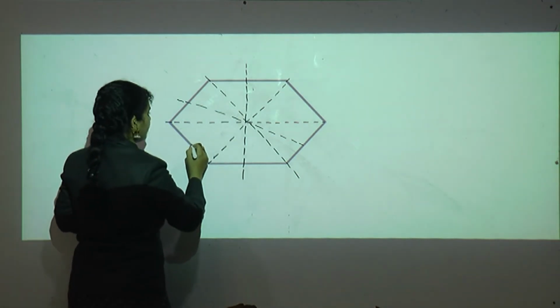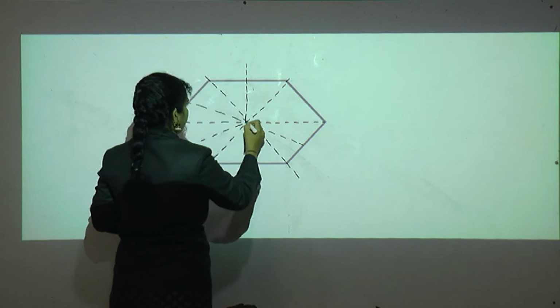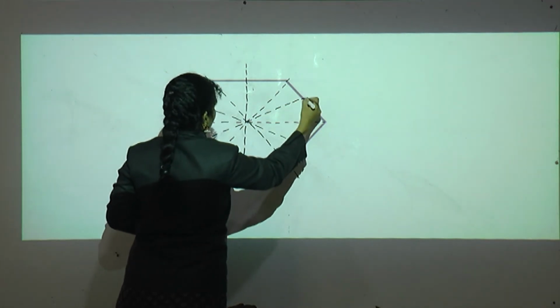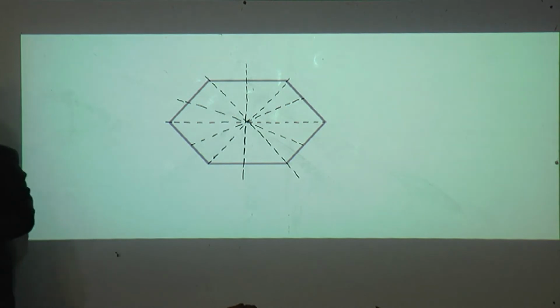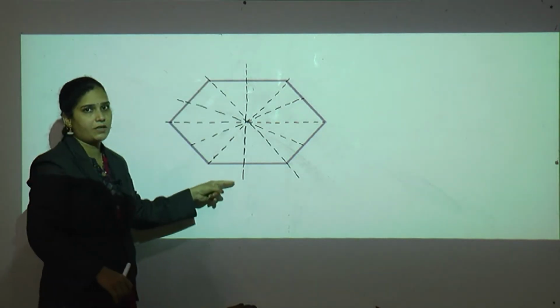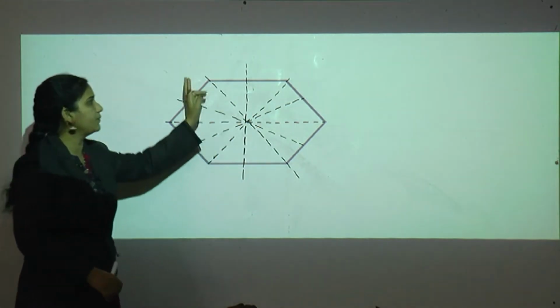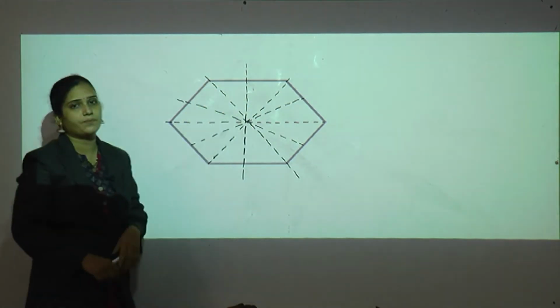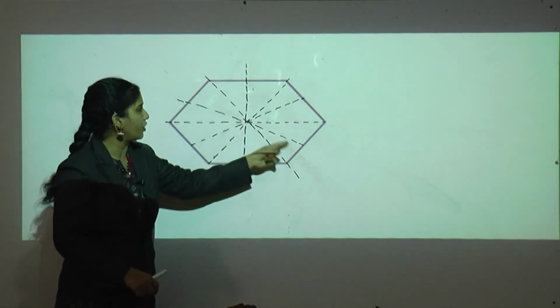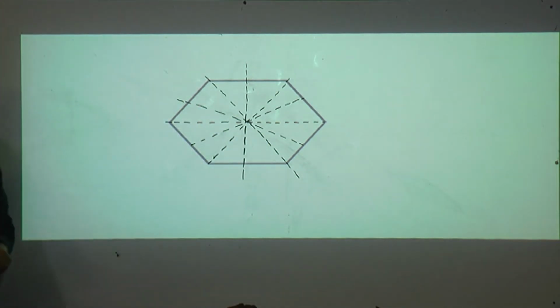Same here students, see, here also I can draw, so that in this figure how many axes of symmetry do we get? Total 6 axes of symmetry we get. How? One vertical, one horizontal, two diagonals, and two drawn from the midpoint of a line. Okay, in this way we will get 6 axes of symmetry.